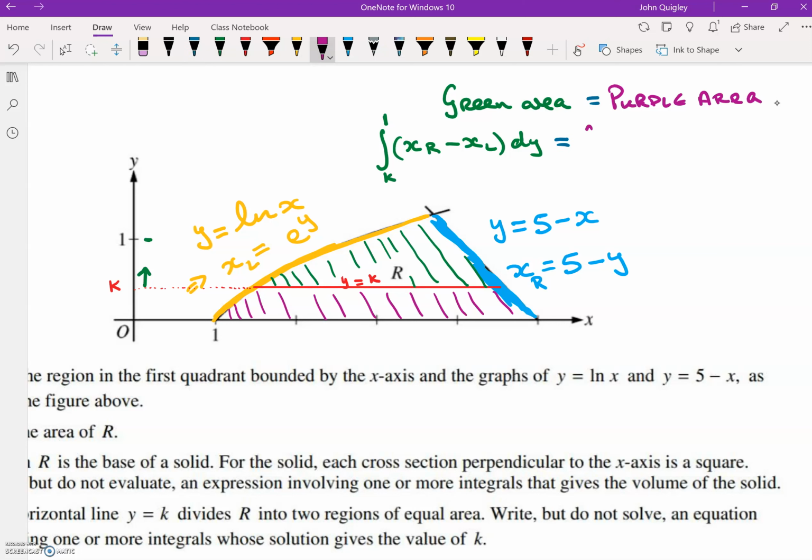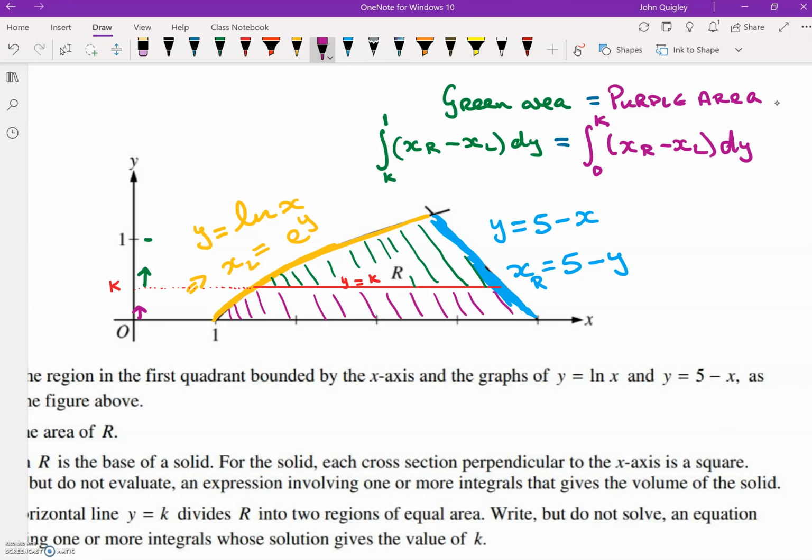Again, it's the same thing, xr minus xl dy. Now the purple area starts when y is 0 and goes up to k. Okay, so we're basically there.